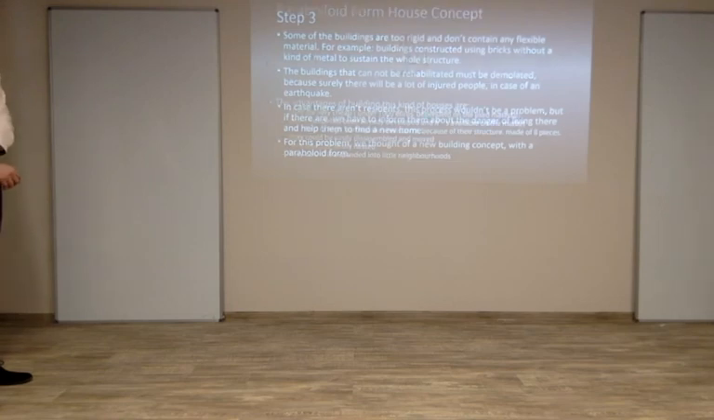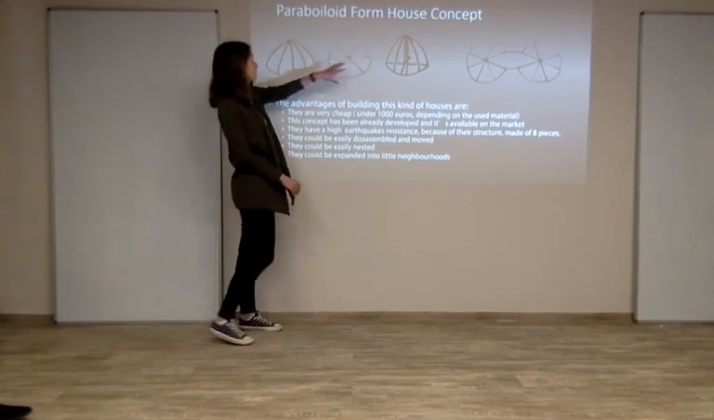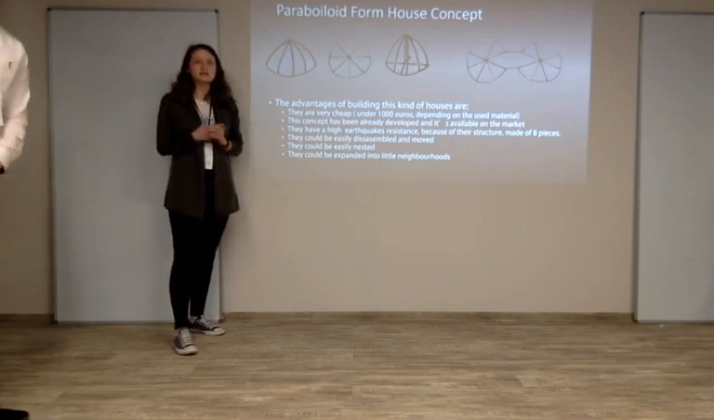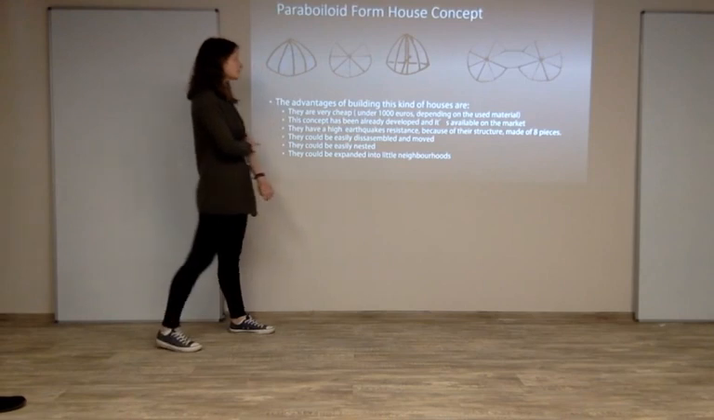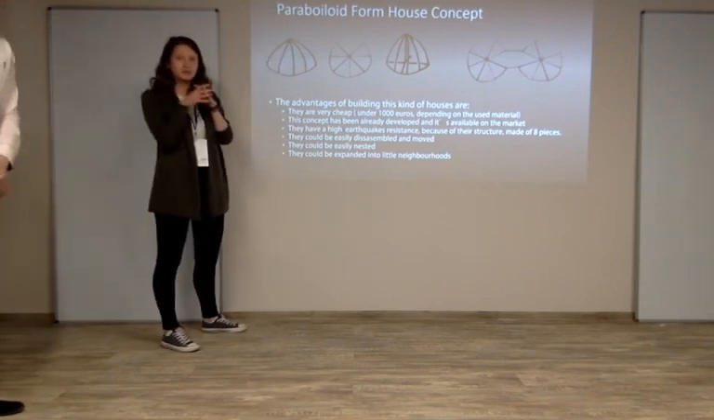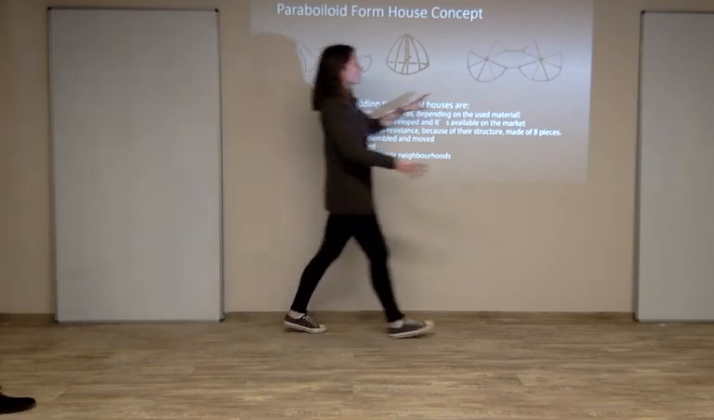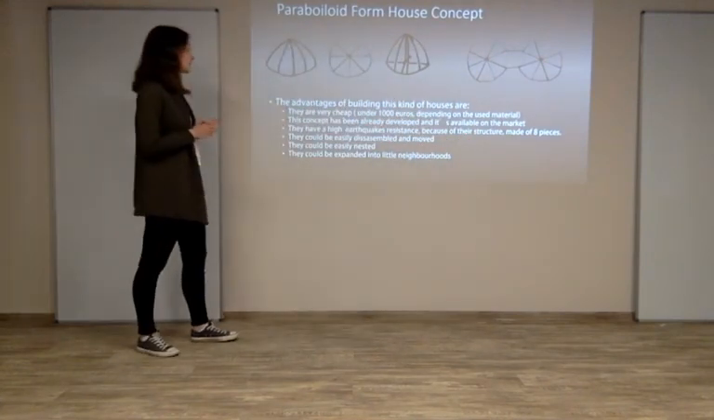Now we see the paraboloid form house concept. This is a top view and this is a front view. This concept already exists and it's available on the market. It's very cheap, under 1,000 euros. It's constructed from different pieces that are assembled together and can be assembled very quickly and easily. Here are two nested together. They can be a lot more than that.